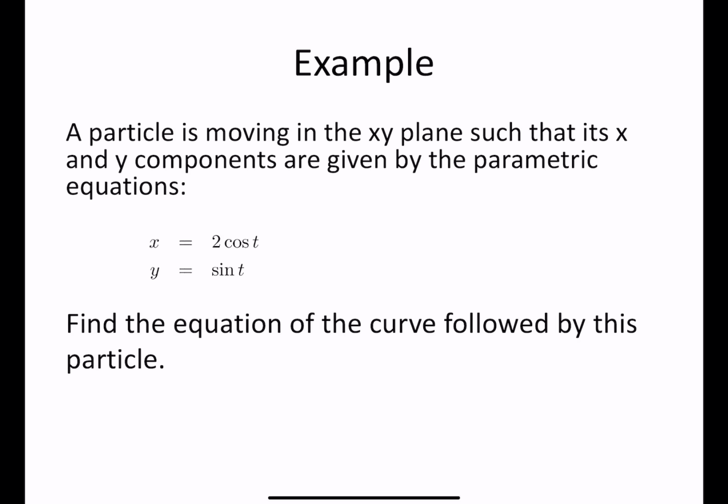The last example that we are going to discuss is this one. You have a particle that's moving in the xy plane such that its x and y components are given by the parametric equations. x is equal to 2 cosine t and y is equal to sine t. Find the equation of the curve followed by this particle.